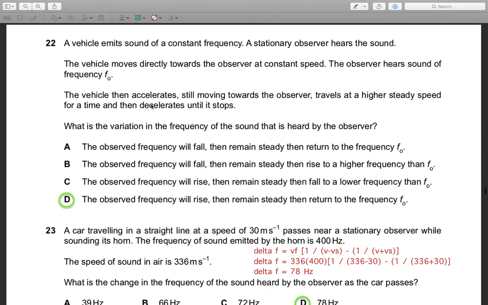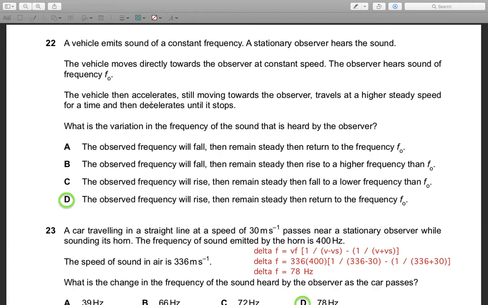Number 22. A vehicle emits sound of constant frequency. A stationary observer hears the sound. The vehicle moves directly toward the observer at a constant speed. The observer hears sound of frequency f0. The vehicle then accelerates, still moving towards the observer, travels at a high steady speed for a time, and then decelerates until it stops. What is the variation of frequency of the sound heard by the observer?